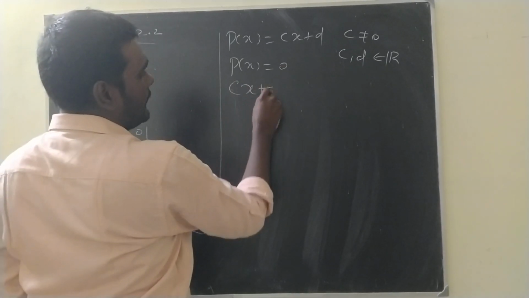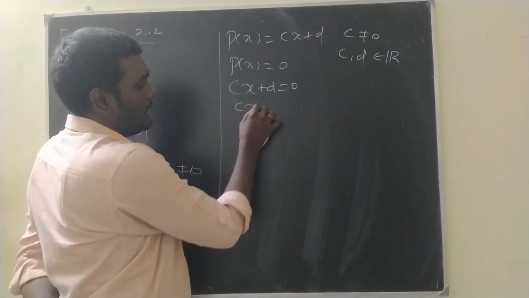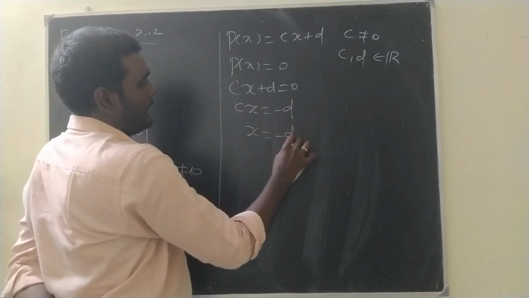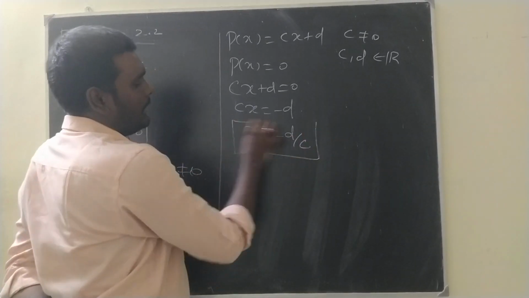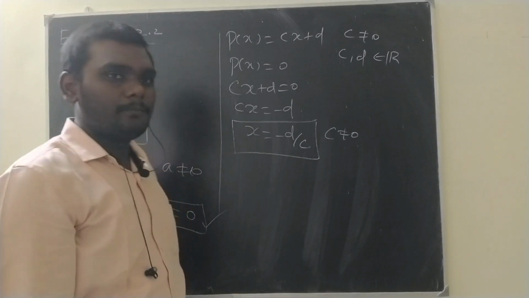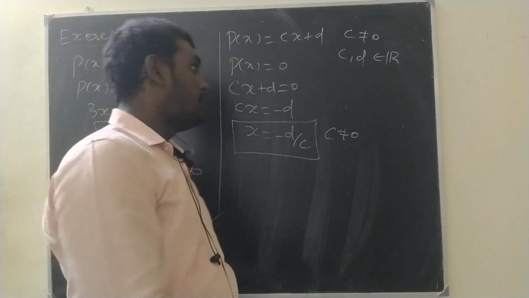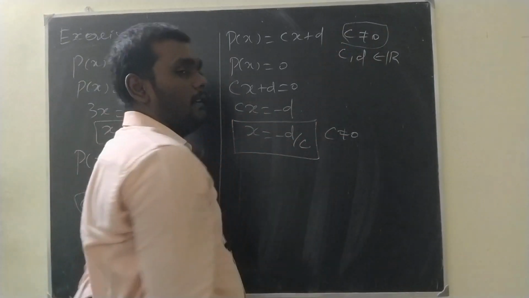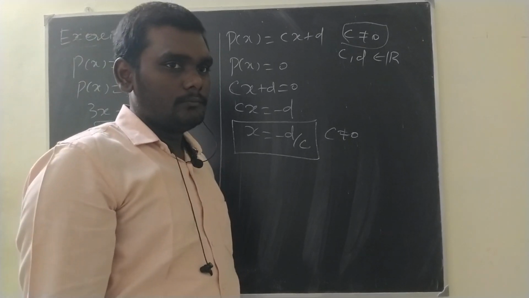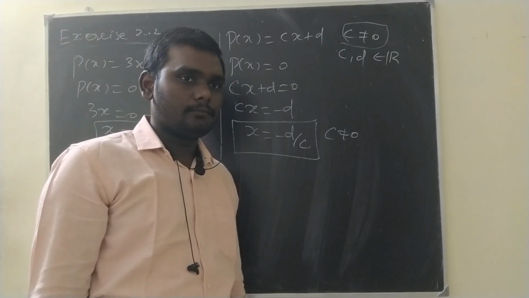Now we will take P of x equals 0. P of x is Cx plus D is equal to 0, and this Cx is equal to minus D and x is equal to minus D by C. And they restricted this C is not 0 because that comes in the denominator. Dividing by 0 is not defined. That is why this C is kept away from 0. It is not equal to 0. Clear? That is all. Then we have come to the end of this exercise.